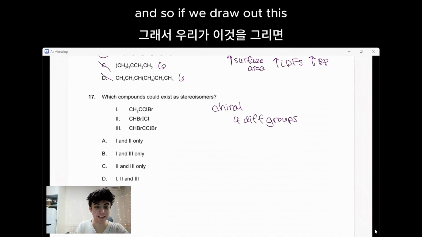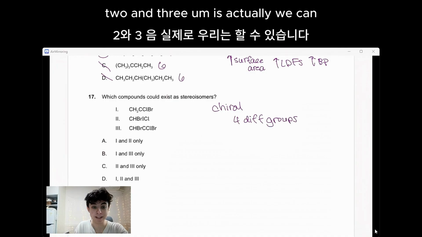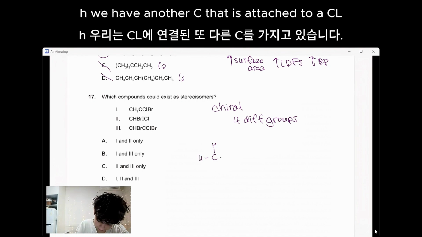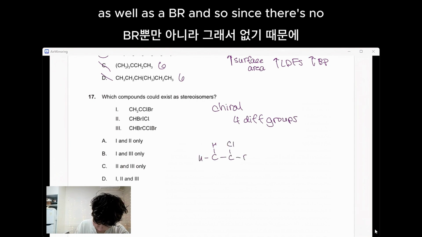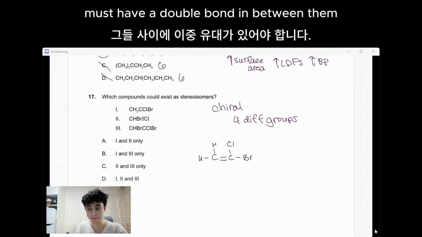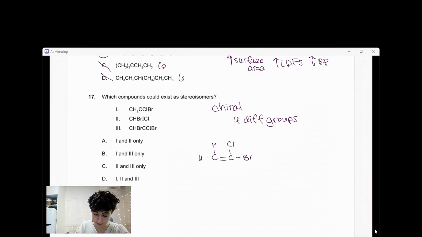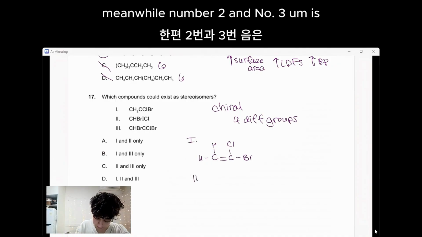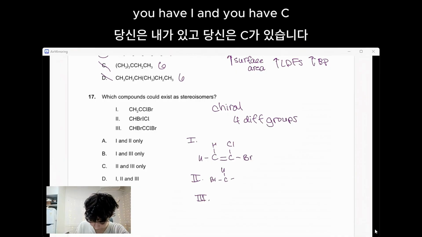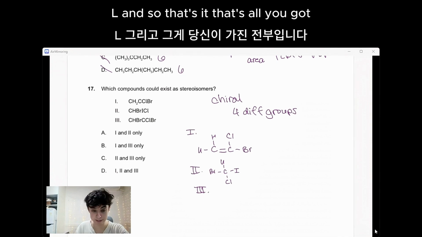If we draw out number 1, we have C, H, and another C that is attached to a Cl as well as a Br. Since each carbon only has 2 attachments, these 2 carbons must have a double bond in between them, because carbon likes to have 4 bonds. That's number 1. Meanwhile, for number 2, you have C, H, Br, I, and Cl. And that's all you got.